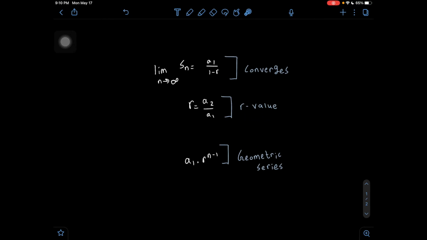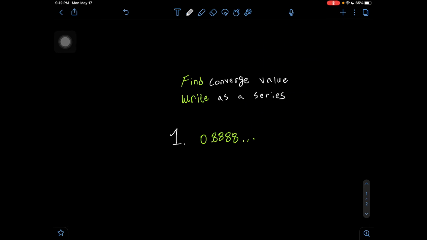Finally, we have our base geometric series equation, which is just a1 times r to the power of n minus 1. Now let's go ahead and do some practice problems. Number one asks us to find the converging value as well as write the decimals as a series. Let's do the first step, where it says find the converging value.